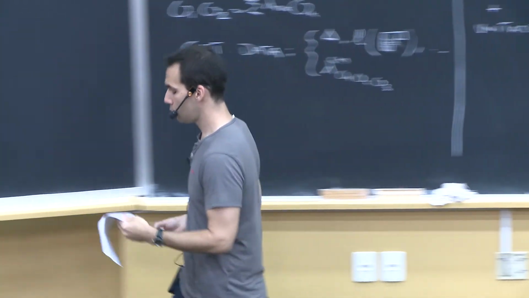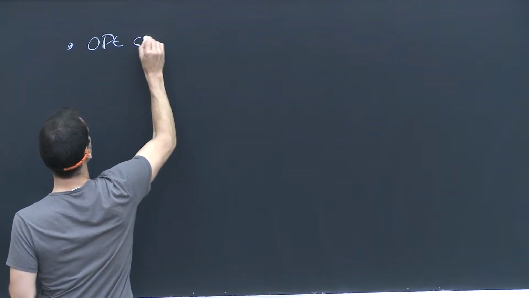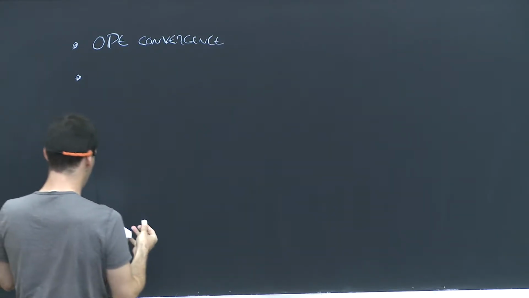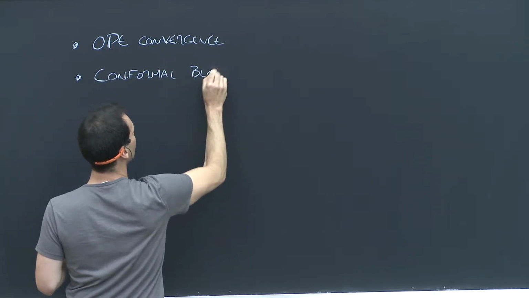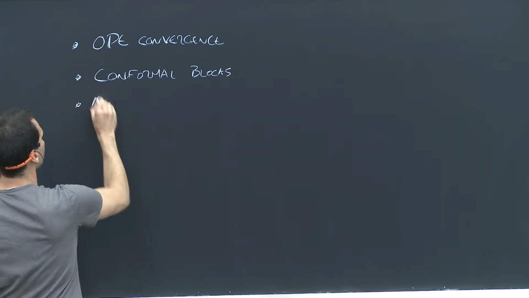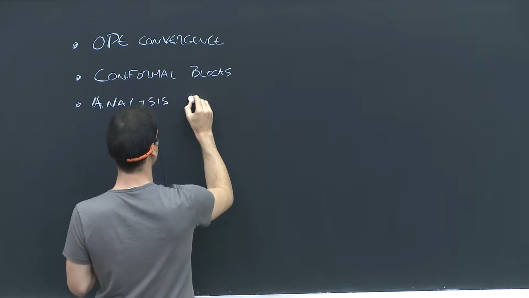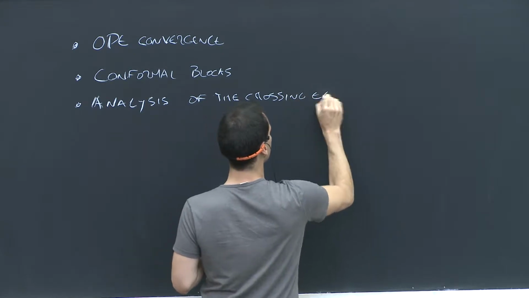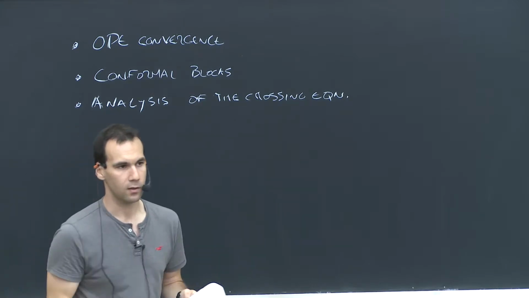into that. So the rough outline of what's going to follow is that we're going to discuss OPE convergence first. Then everything you ever wanted to know about conformal blocks but were too afraid to ask. Then we'll actually analyze that crossing equation. What's the geometry associated with that equation, and how can we exploit that to derive constraints?